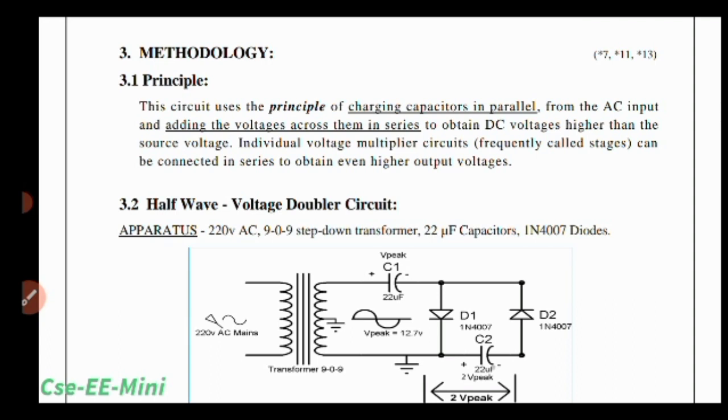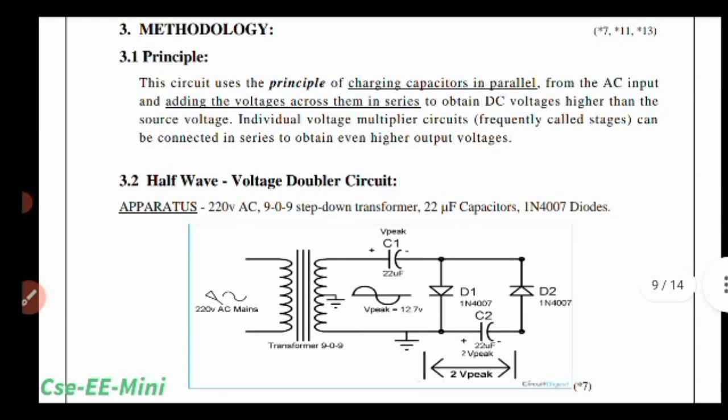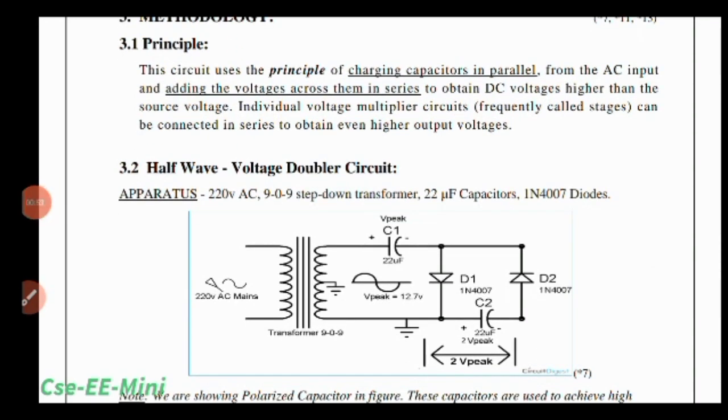Before this, my friend has explained the basics. Now it's time to understand the real and most important thing in this topic. So let us start by understanding the principle of the AC to high voltage DC converter. Let us read the principle.